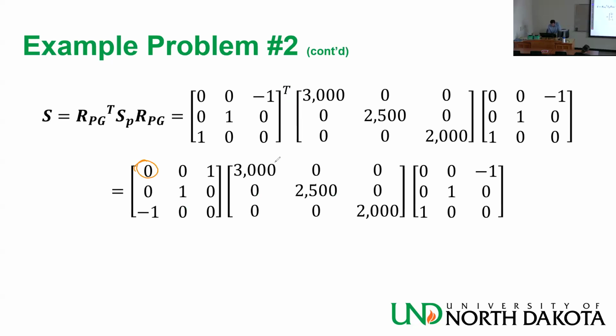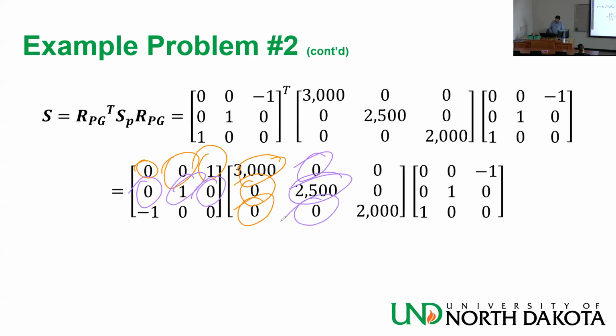Take this, multiply by this, add this times this, add this times this. And then take this, multiply by this, plus this, multiply by this, plus this, multiply by this. And then you basically have a new matrix.